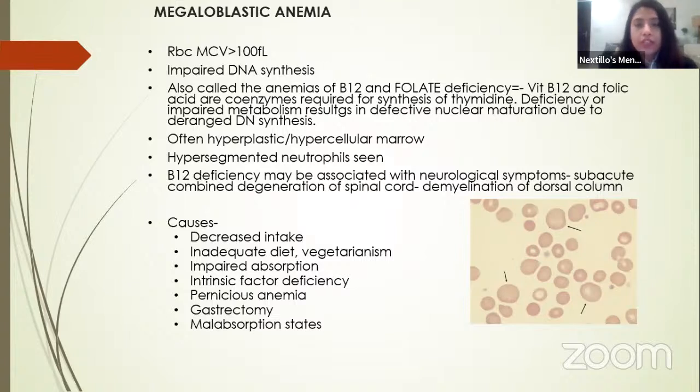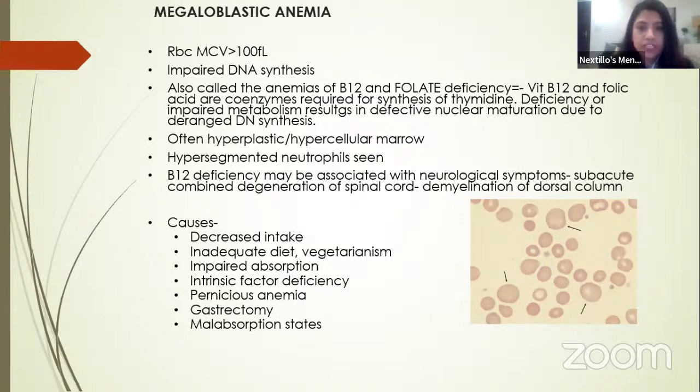So to diagnose a megaloblastic anemia, if more than 5% of your neutrophils have more than 5 lobes, or even if you see a single neutrophil with more than 6 lobes, then you call it a hypersegmented neutrophil picture, and it helps you diagnose a megaloblastic anemia.